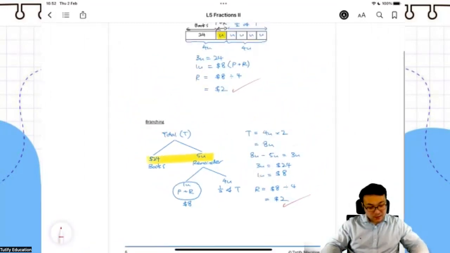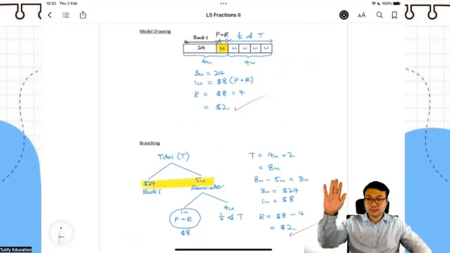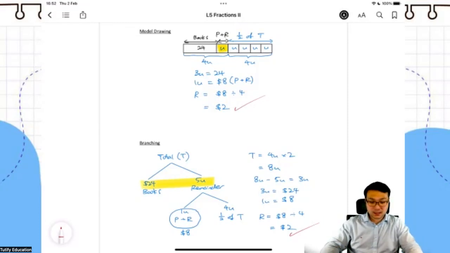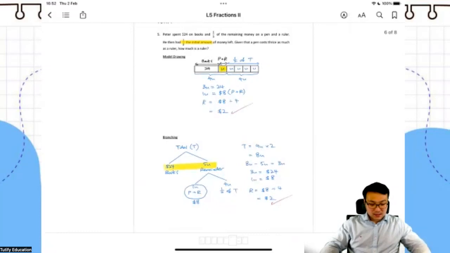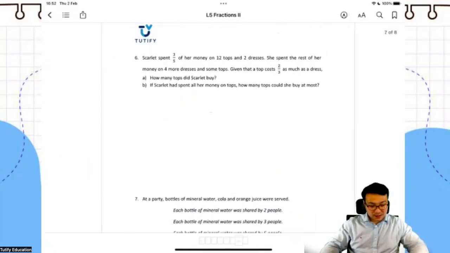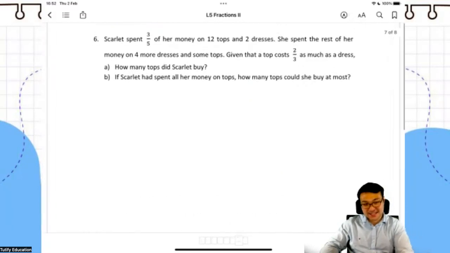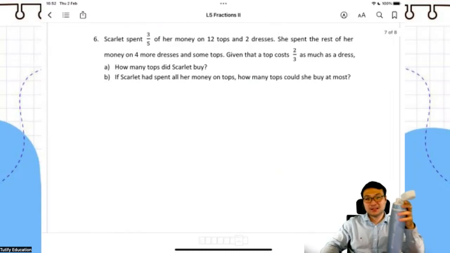So students, anybody want to ask questions about the model or the branching? Raise your hand. Okay. So are you ready for more complicated questions now? Now let's see here, okay? Question 6. Take 10 seconds to read it.